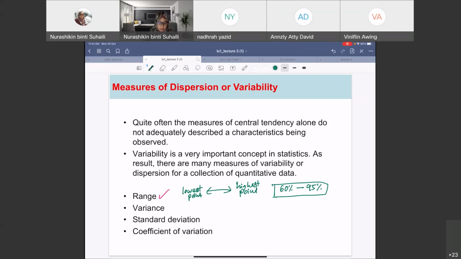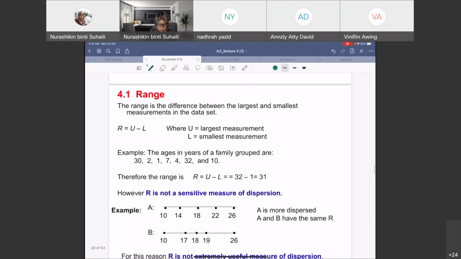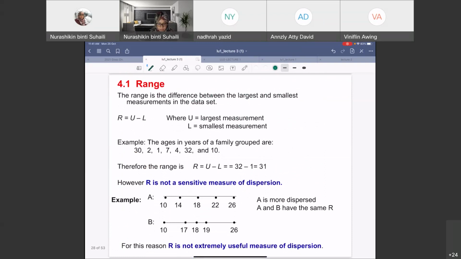Another way we describe the dispersion is variance. Later I'll describe each of these, and then we also have standard deviation and coefficient of variation. Let's have a look at range first. Range is very straightforward, right? Lowest and highest.